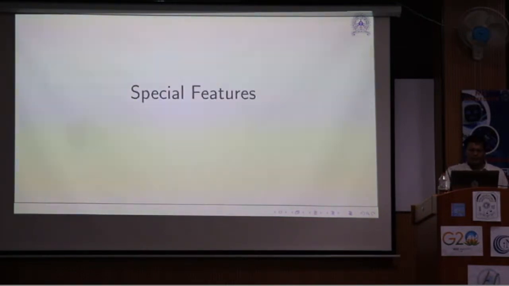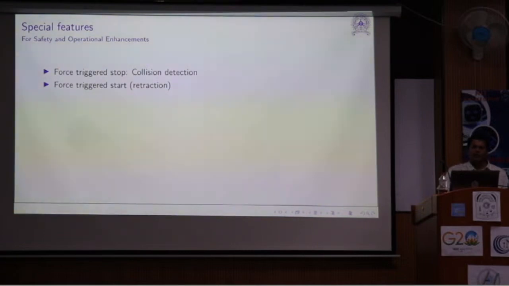There are a few special features also. Apart from the features that you saw just now, that this type of robot can offer, that is why it is possible to do this kind of job. There are a few other things which take care of the safety aspects and the certification aspects of this kind of robot. One of them is force triggered stop. If at all it collides, it will not move further. It will just stop there. That is known as a force triggered stop.